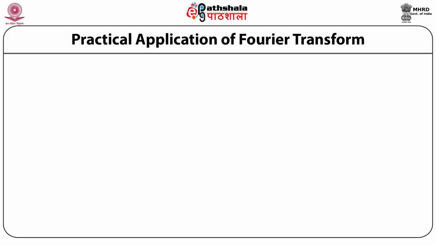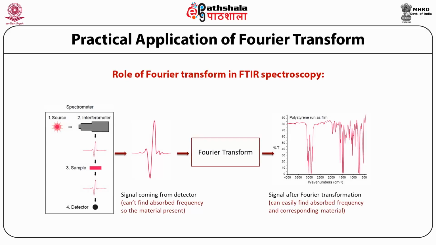So as we discussed before, the Fourier transform infrared spectroscopy uses Fourier transform analysis. So let us first see how the system is. We have a source, we have an interferometer, then we send the signal, it hits the sample, and there is some signal which gets emitted from the sample and it goes to the detector. So if you see in the middle, the signal coming from the detector is kind of a sinusoidal function with varying amplitudes and varying frequencies. Looks like it's a mixture. Now we don't know what the absorbed frequency is, because every material has a specific frequency of absorption.